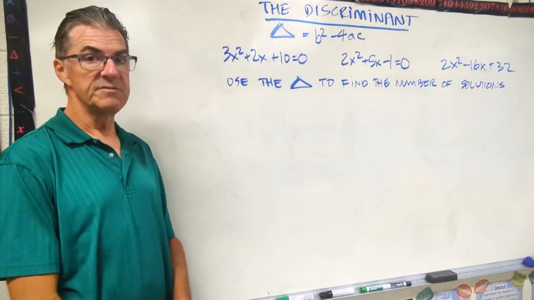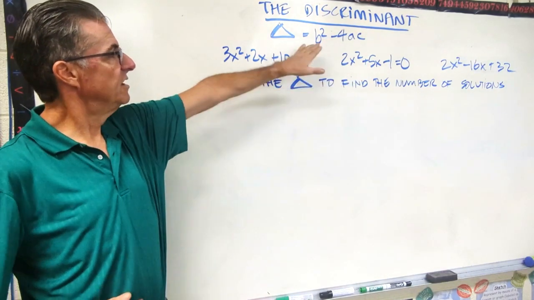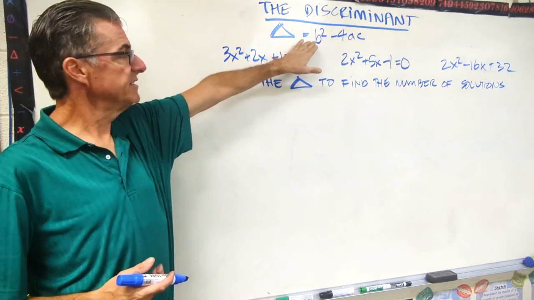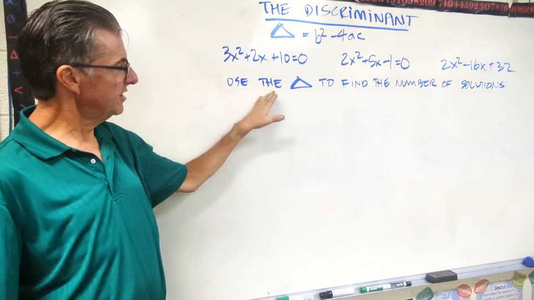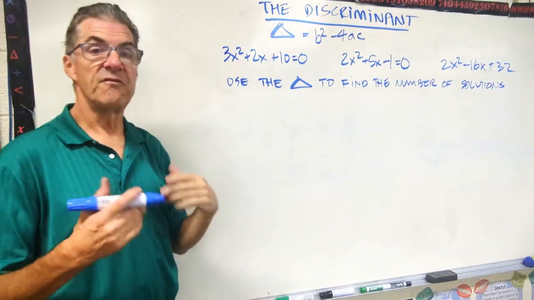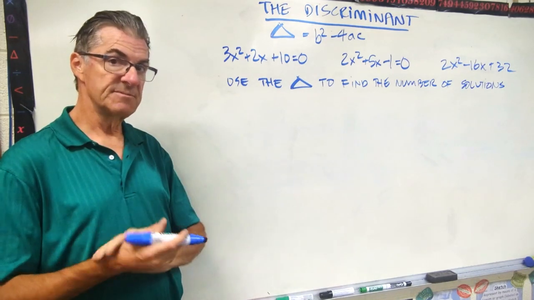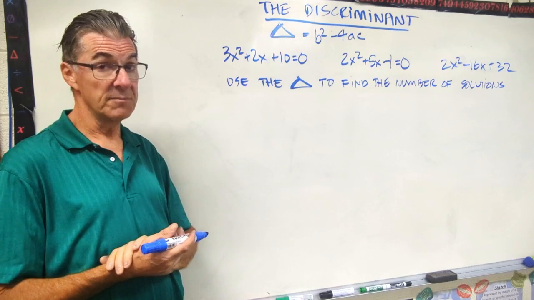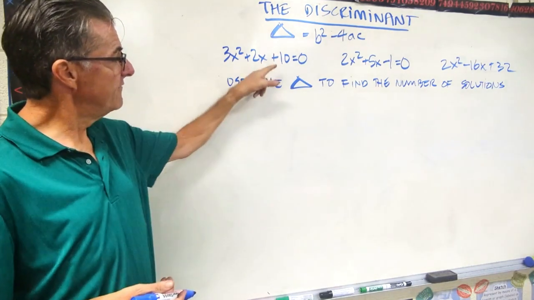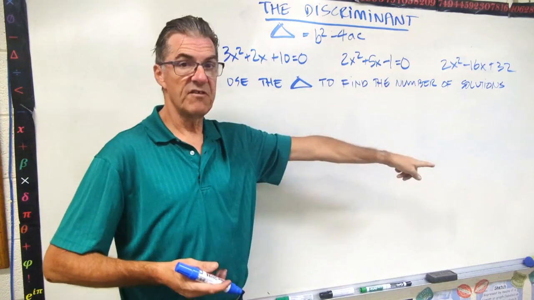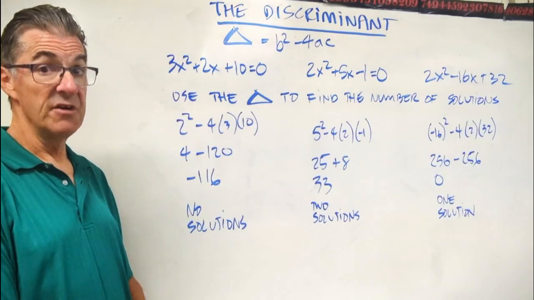Let's do some problems evaluating the discriminant. Now, I've given you three quadratic functions. I've listed the discriminant right there. That's the b squared minus 4ac. And I've given you a prompt here. Use the discriminant to find the number of solutions. So we're not finding the solutions themselves. We're not using the entire quadratic formula. We're just using the discriminant. So go ahead and pause the video and evaluate the discriminant for each of these three functions and state the number of solutions. Let's see how you did.